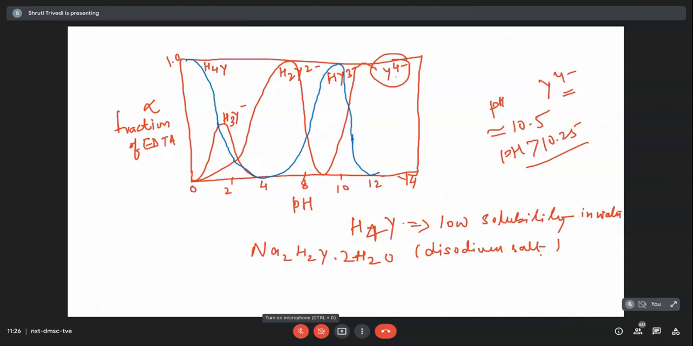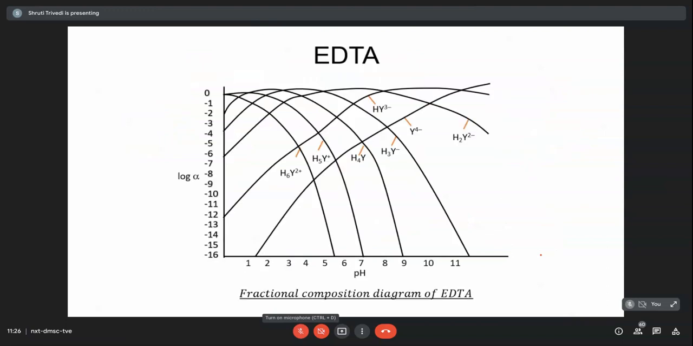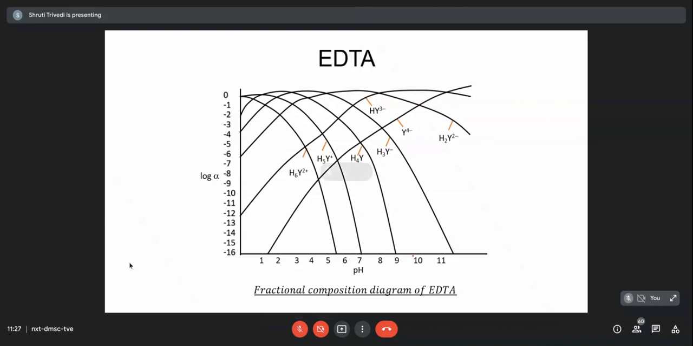So there is another diagram which is here before that. So this is another diagram. This is with respect to logarithmic scale. The plot is a little bit different from the previous one because we have taken logarithmic scale. So here you can see I have included all this. How many species you have here? Seven species, starting from H6Y2+, and here is Y4-. So the maximum concentration of this Y4- occurs after pH 10.